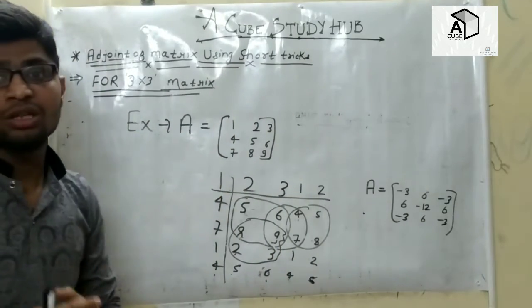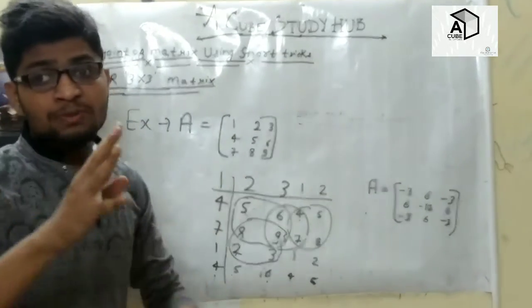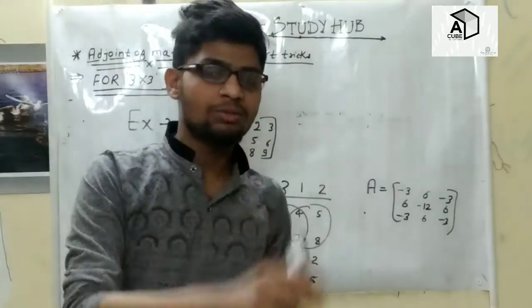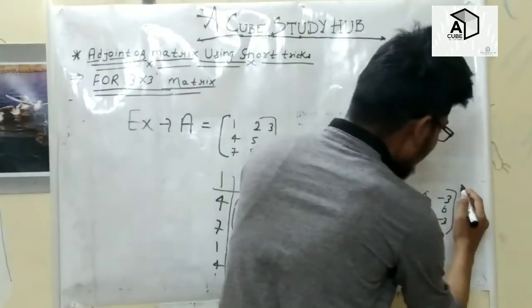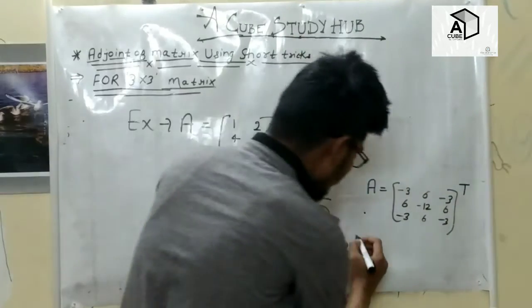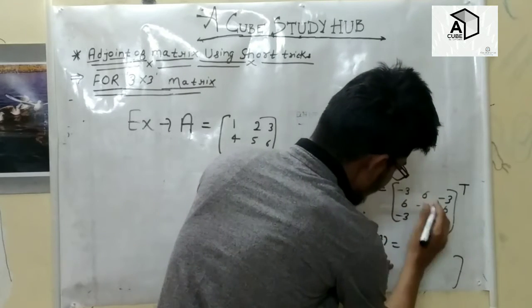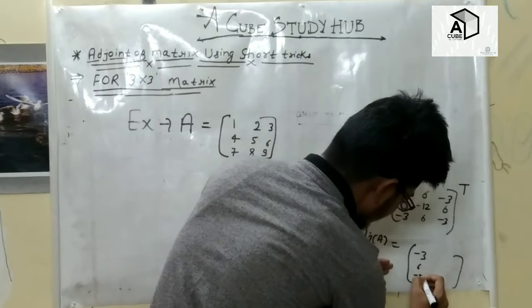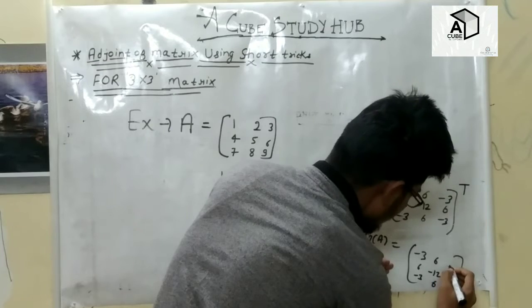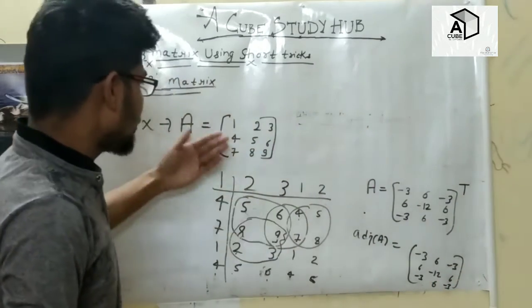We simply know the definition of the adjoint: the transpose of the cofactor matrix gives the adjoint of the matrix. So we will simply take the transpose of this matrix to find the adjoint of the given matrix. So adjoint of A will be minus 3, 6, minus 3, 6, minus 12, 6, minus 3, 6, minus 3. So this is the adjoint of the given matrix A.